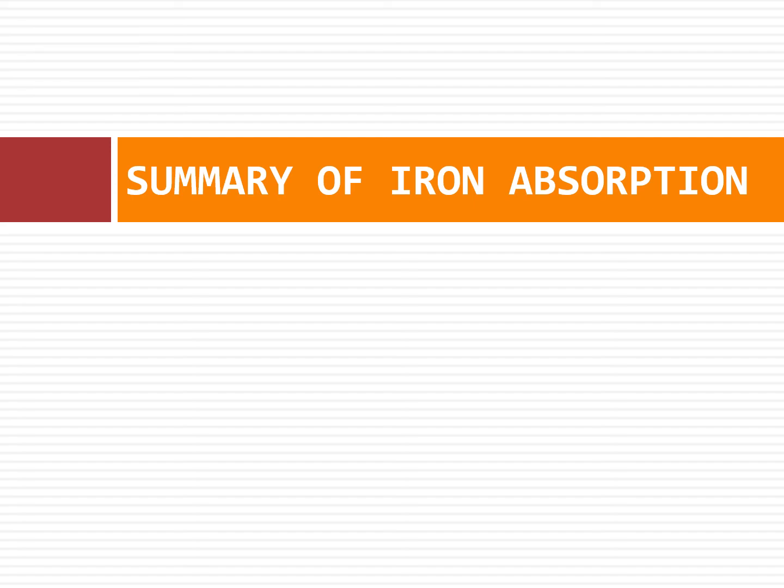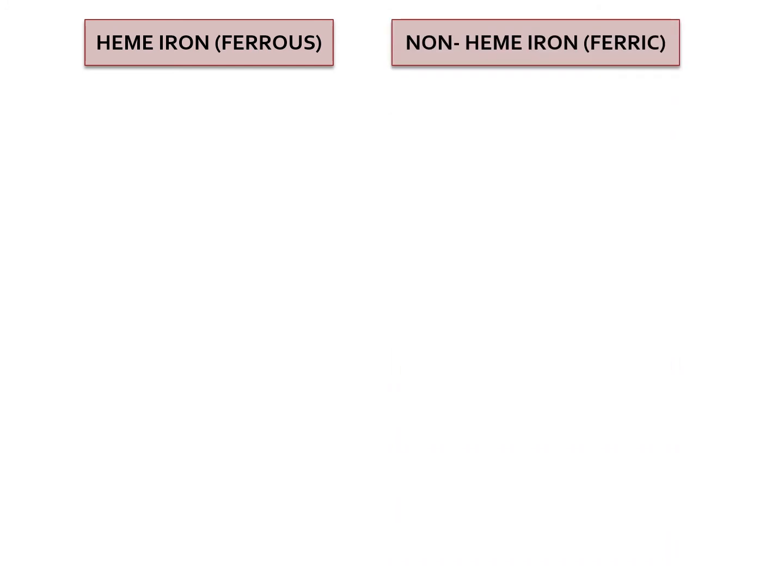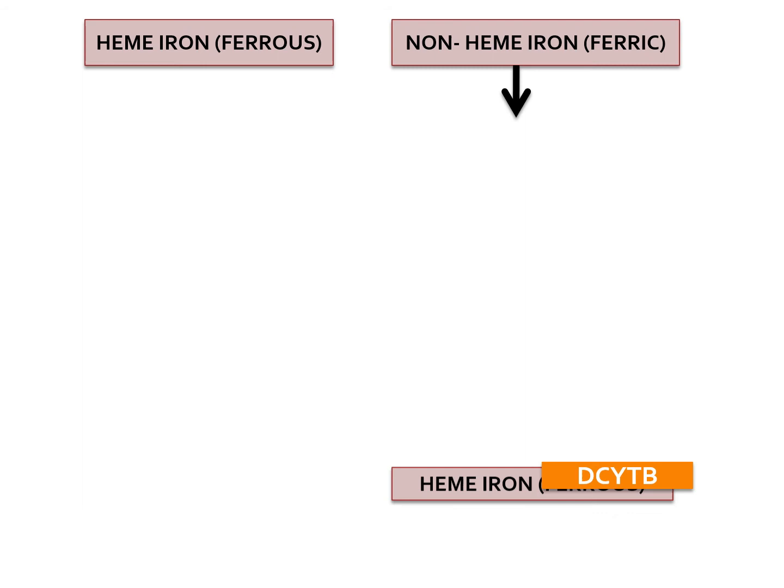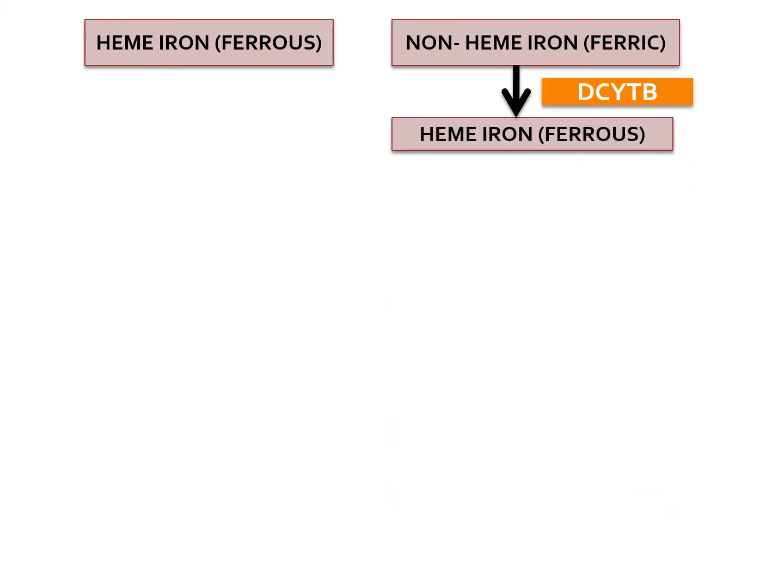Summary of iron absorption. You have heme iron, the ferrous form, and non-heme iron, the ferric form. Of course, heme iron can be readily absorbed, but the ferric form must be converted to the ferrous form. Who does it? DCYTB is the one that converts ferric to ferrous form so that it can be absorbed.